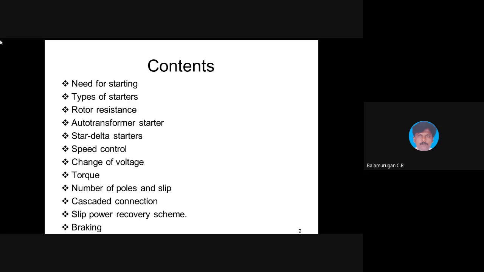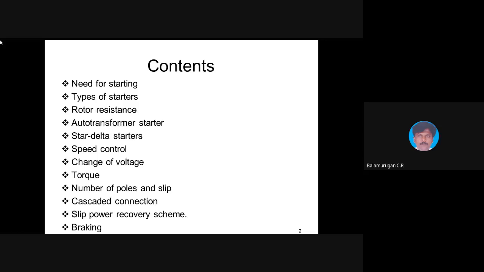RYB. If one phase is suddenly not coming, we'll call that single phasing. It may be due to transformer failure, line failure, or winding failure, any case. So what does single phasing mean? A symmetrical three-phase supply is needed from the input side.